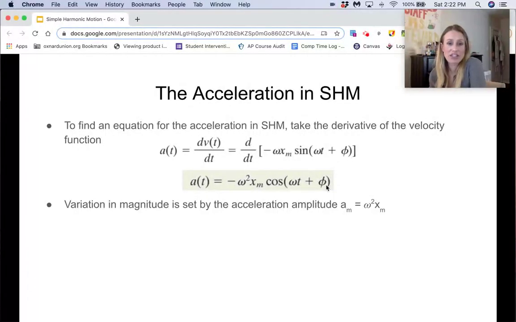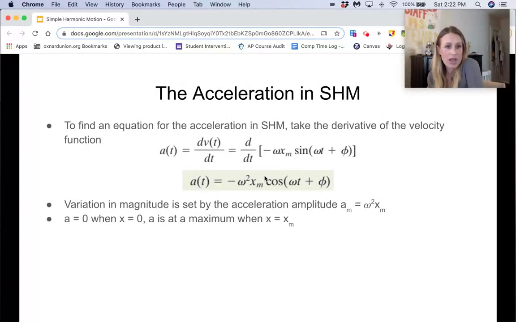Now, the variation in magnitude of acceleration is set by the maximum acceleration, omega squared, so angular velocity squared, times the amplitude. We talked about this with velocity, but this is because cosine will vary between +1 and -1. So the maximum is going to be equal to this right here, the maximum acceleration. Acceleration is 0 when x equals 0, and we talked about that again, because at that equilibrium position we have no force, so we have no acceleration.